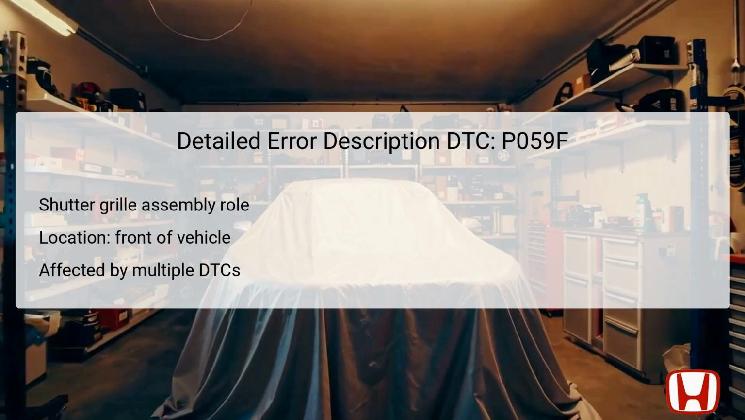Related DTCs include P059F, indicating specific actuator malfunctions, while P059C0 points to temperature-related issues within the actuator. If the assembly is malfunctioning, it can lead to increased engine temperatures or poor aerodynamics. Therefore, understanding the operations and potential issues in these components is crucial for effective troubleshooting.